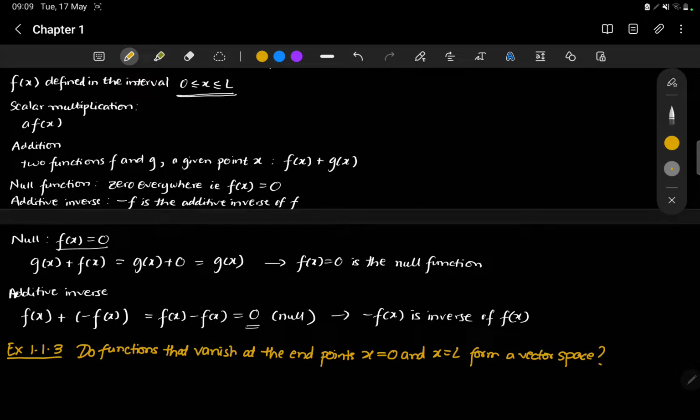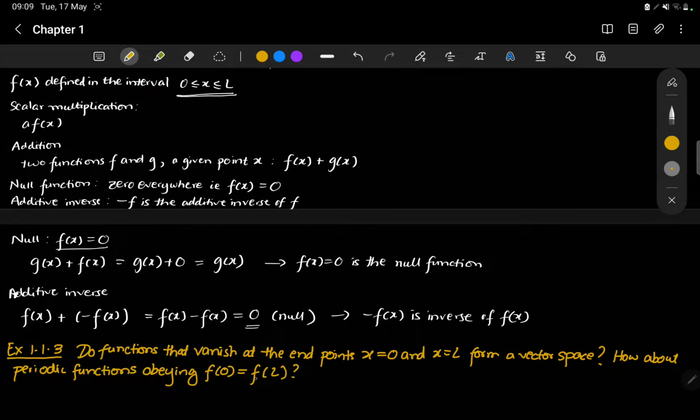So do such functions which are vanishing at endpoints form a vector space? This is the first part. Then the next one is, how about periodic functions? Periodic functions meaning that they will have the same value at the endpoint, obeying f(0) equal to f(L), but this is not vanishing.